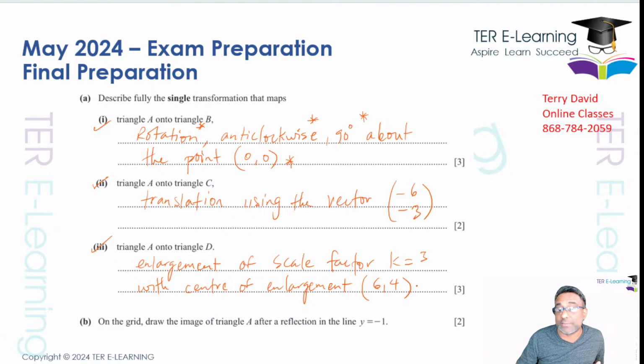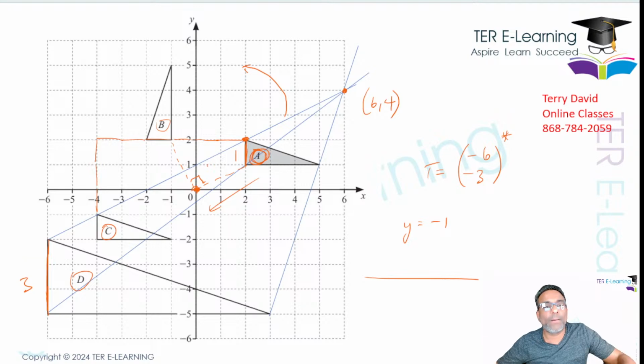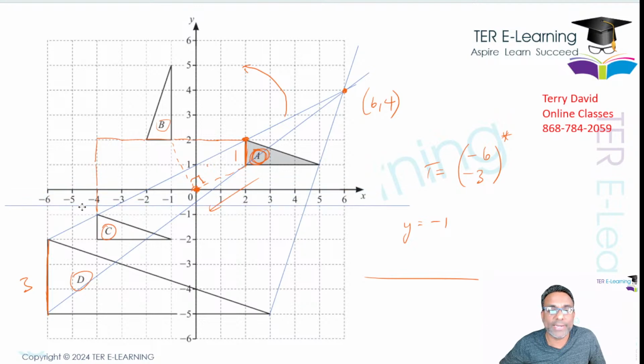That's it. And part B now: on the grid, draw the image of A after reflection in the line y is equal to -1. So we're doing a reflection, and we're looking for the line y is equal to -1. Now, y is equal to -1 is a horizontal line. That's something you need to know. So we're going to draw y is equal to -1. Y is equal to -1 is this line down here.